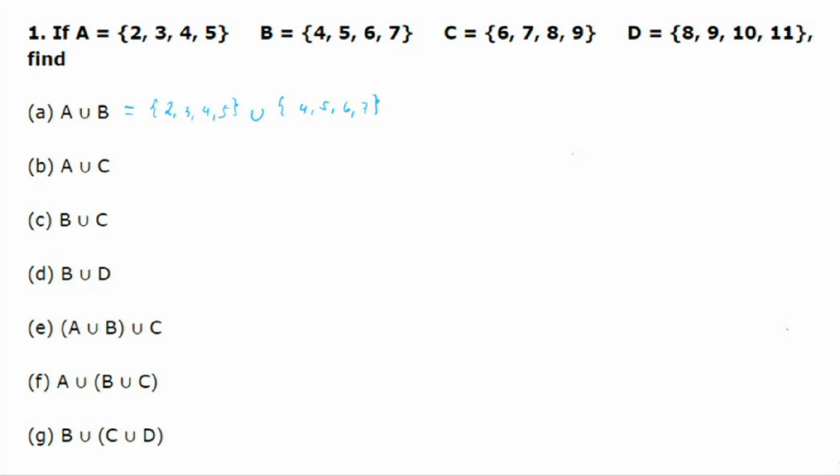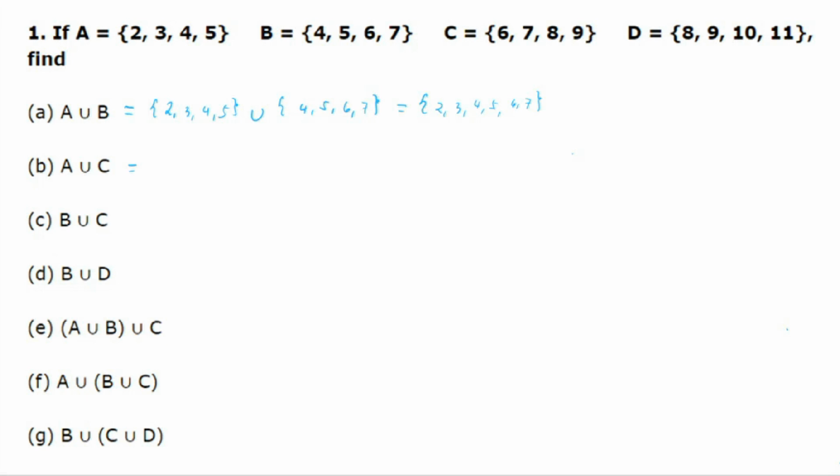To solve for that, we are just going to combine all the elements. So we have now A union B whose elements are 2, 3, 4, 5, and we combine this with the other from set B. So we have 4, 5, 6, 7, but 4 and 5 are already present in set A. Therefore, we will just write the remaining elements. We have 6 and 7. So A union B whose elements are 2, 3, 4, 5, 6, and 7. So that's very simple.